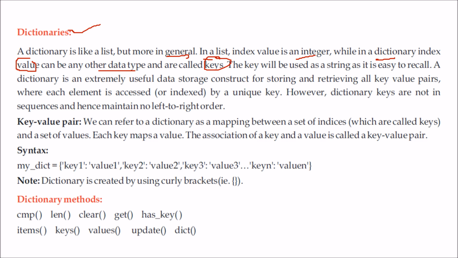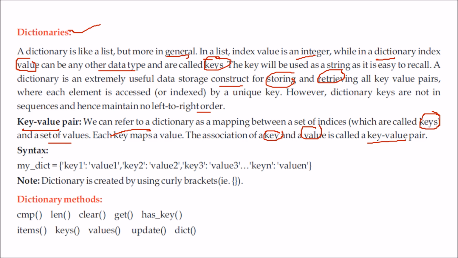And this is an extremely useful data storage construct if you want to store and retrieve key value pairs where each element is accessed by a unique key. But dictionary keys are not in sequence and they don't maintain any order. So if you print in any system, it may come out differently. A dictionary is a mapping between a set of indices, called keys, and a set of values. This is a key value pair because each key maps to a value, and the association of this key and value is the key value pair.